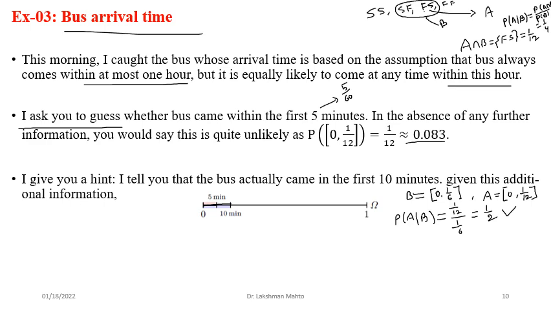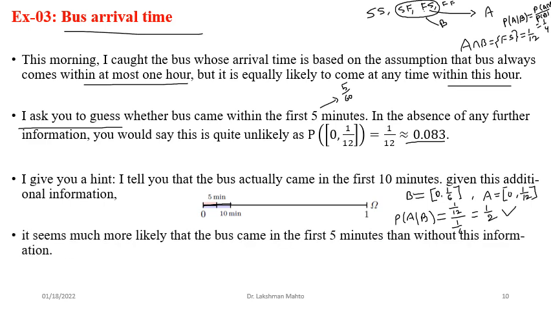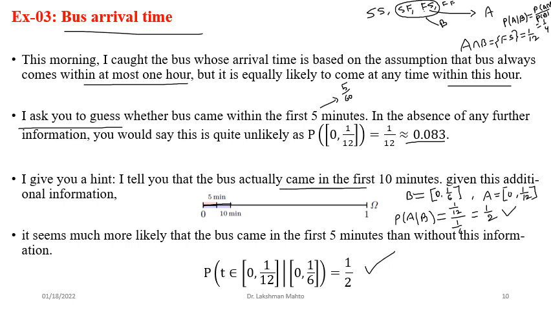You don't have to calculate all the individual probabilities. You can directly calculate from this. Okay, so we have already calculated it, the probability is 1 by 2. The conditional probability is 1 by 2, but the actual probability is 1 by 12, which is less. But now that I am providing further information, due to that the probability has been updated. It is more. 0.5 is more than 0.08.